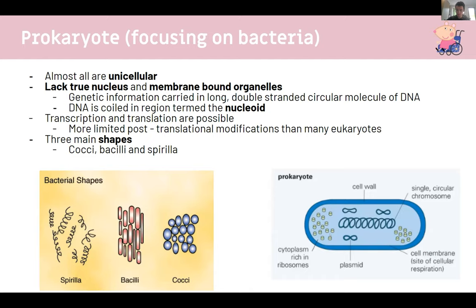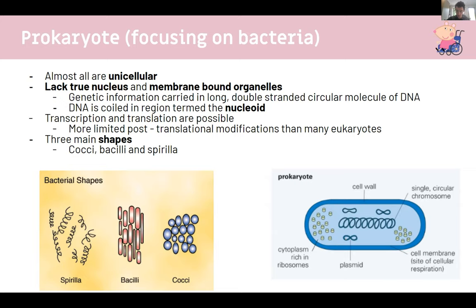These smaller circular strands of DNA are called plasmids. These are a bit different to the general nucleoid structure of the bacteria. Plasmids can be transmitted between bacteria through something called conjugation, and this is how they can transfer resistance to each other, which is something to keep in mind.